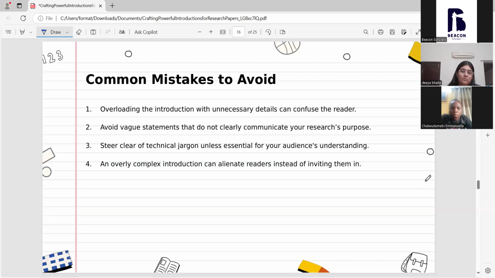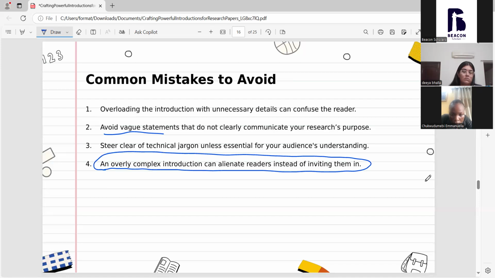Also avoid vague statements that don't clearly communicate your research proposal or are not related to your research topic. Another one is to steer clear of technological jargon unless essential for your readers' understanding. We can skip this. But next, an overly complex introduction can alienate readers instead of inviting them in. This is a very important step.